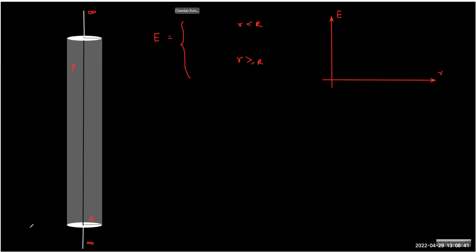Sir, the graph, I'm getting like a linear graph which increases with r till the radius and then decreases. Exactly. That is the right answer. So tell me the values of the electric field. For less than the radius, I'm getting rho r by 2 epsilon naught. Correct. And greater than the radius, I'm getting rho R square by 2 epsilon naught into 1 by r. Correct.